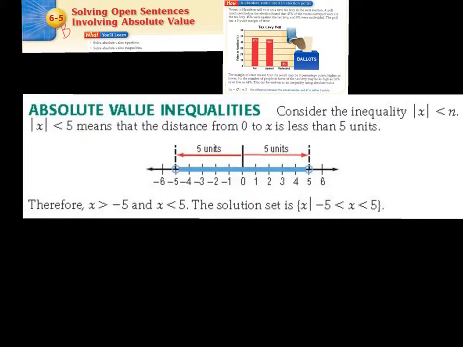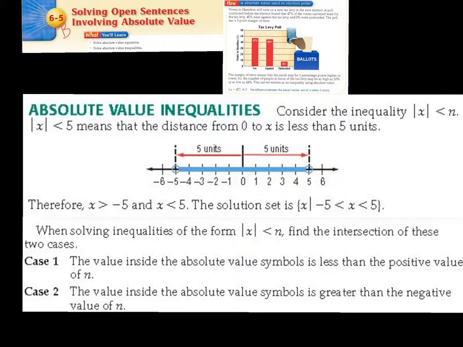If we consider the inequality |x| < n, if we put in a 5 for n, it means the absolute value of x is less than 5. So the distance from 0 to x is less than 5 units. So it could be 4, it could be 2. Therefore, x is greater than −5 and x is less than 5. So the solution set could be read: x is between −5 and 5.